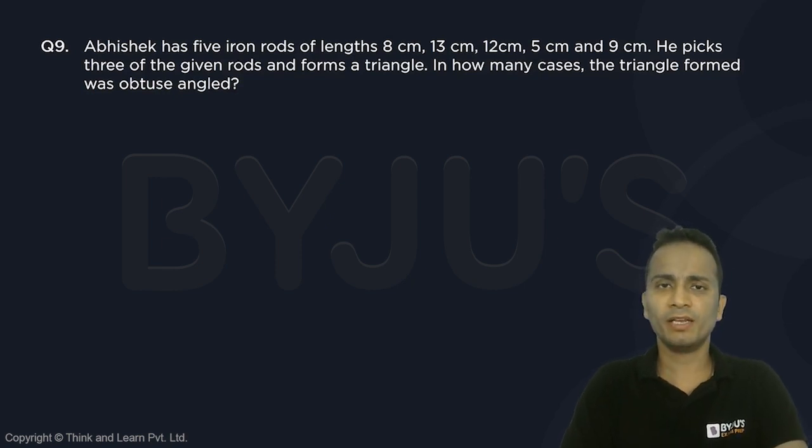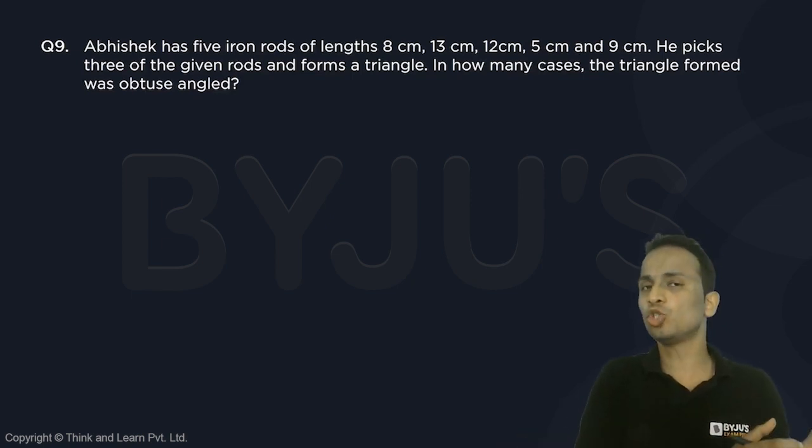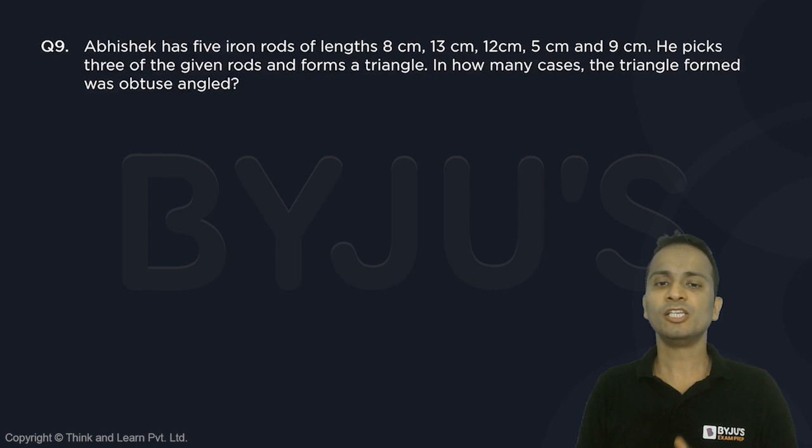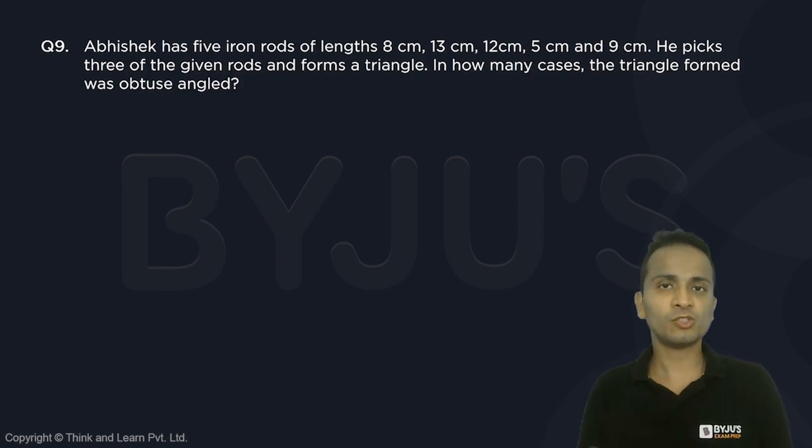Now, how can you say that a triangle is an obtuse angle triangle using the length of the sides? A triangle is said to be obtuse if the sum of the squares of the two shorter sides is less than the square of the largest side. You will have to separate the two shorter sides and the largest side. So this is when the obtuse angle triangle will be made. Okay, so let's start with the solution.